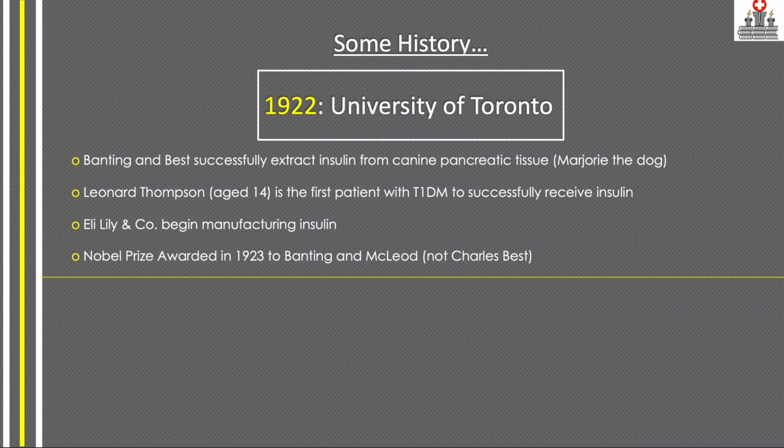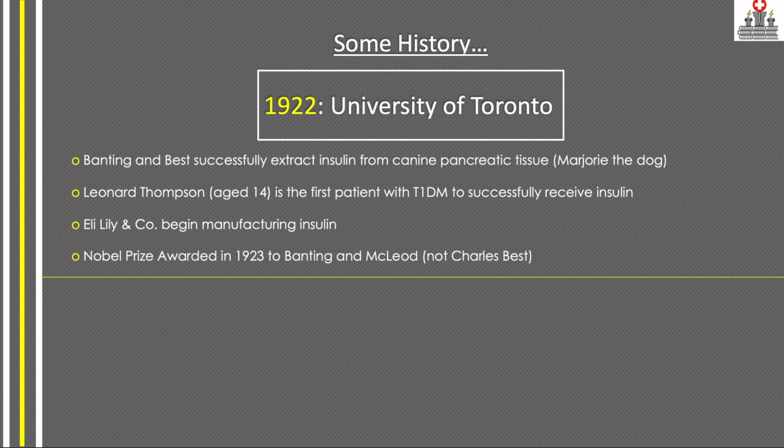Specifically, this is the year when insulin was actually extracted from Marjorie the dog by Banting and Best and successfully given to Leonard Thompson, who was a 14-year-old boy with type 1 diabetes at the time. He went on to live for 20 plus years afterwards because of this life-saving treatment. Soon afterwards, Eli Lilly and Company began manufacturing insulin, and it wasn't long before the Nobel Prize was awarded. Quite ironically, and 100 years later, almost nothing has changed.